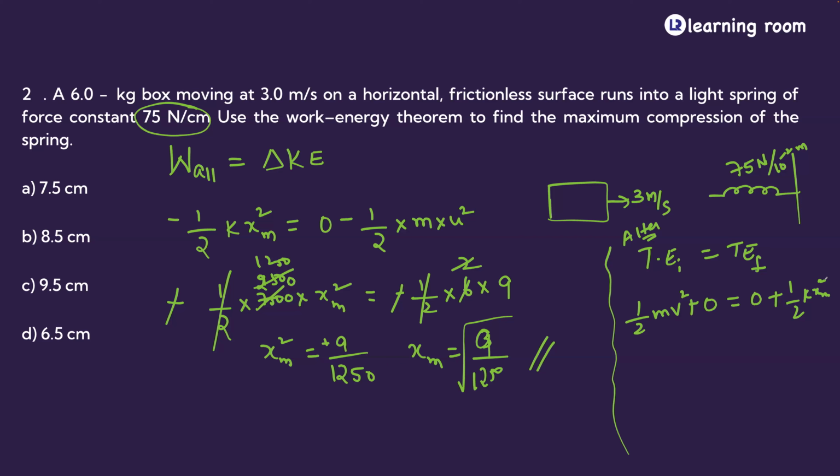It is not 100. 1 centimeter is 10 power minus 2 meter. So 10 power minus 2 will go to the numerator, no? It is not 75 by 100. You wrote that as 100, 75 by 100, because 1 centimeter is not 100 meter. That's not how it goes.